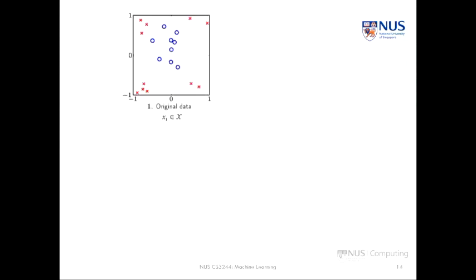Okay, then let's take a look at how this is going to work overall. I'm going to start with the original data in its own X space. So we have some samples from all of the possible observations X.